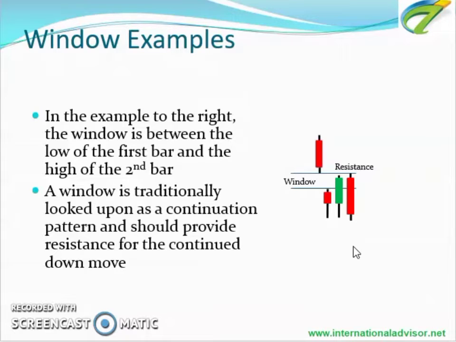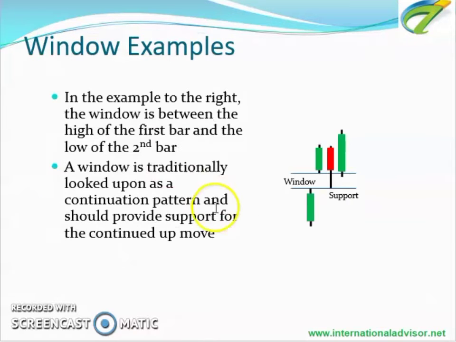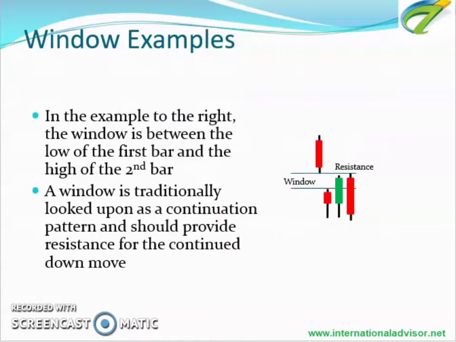In the previous example, it was like this, a gap or window between two bullish candles. So that's why it was support for the continued up move. Whereas in this slide, it's between two bearish candles. So this is for the continued down move indication.